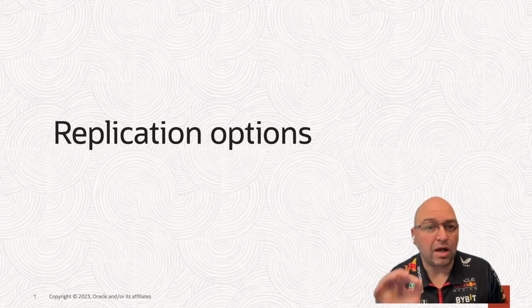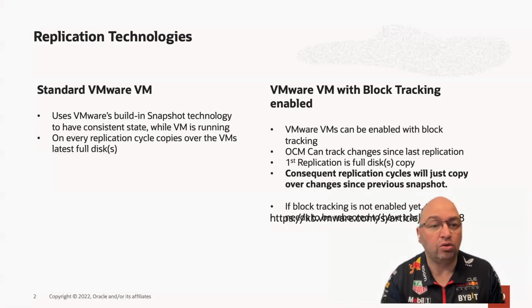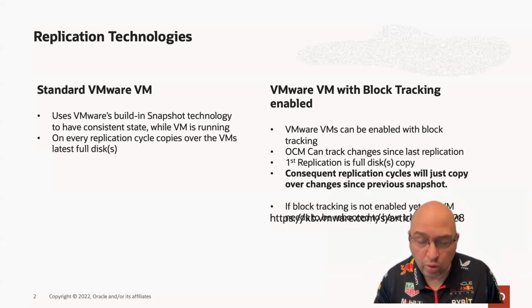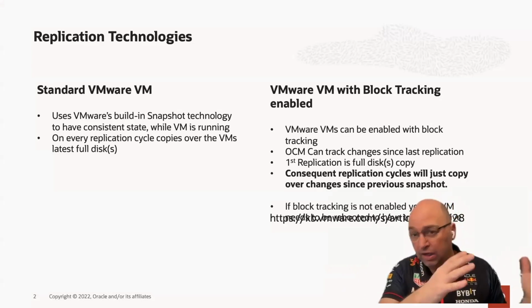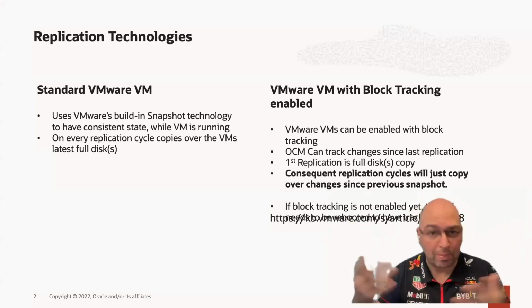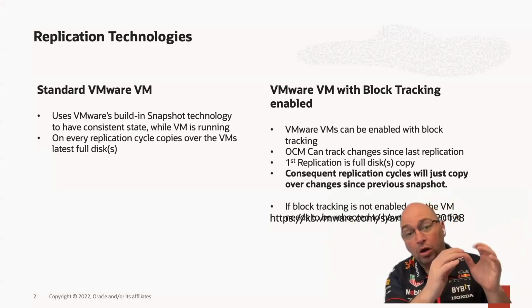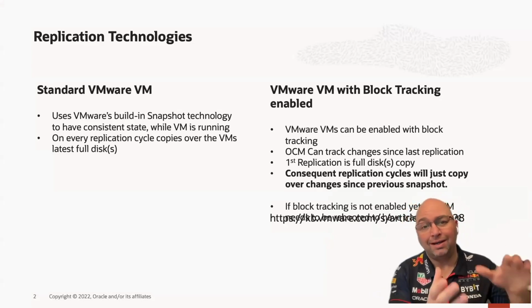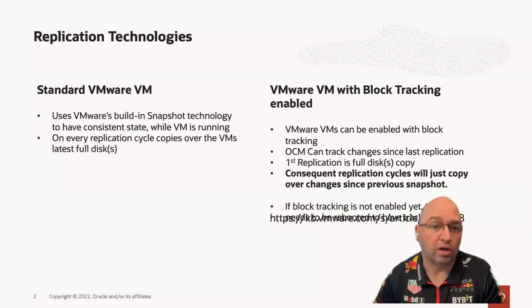The first one is about replication itself. There are two replication options that you can have. If you just run standard VMware, you haven't done anything special, the way the replication will work is that every time you hit replicate, or when there's a schedule to replicate the virtual machine on-premise in the VMware environment, the virtual machine will get a snapshot, and that entire disk is sent over into the Oracle Cloud towards the object storage.